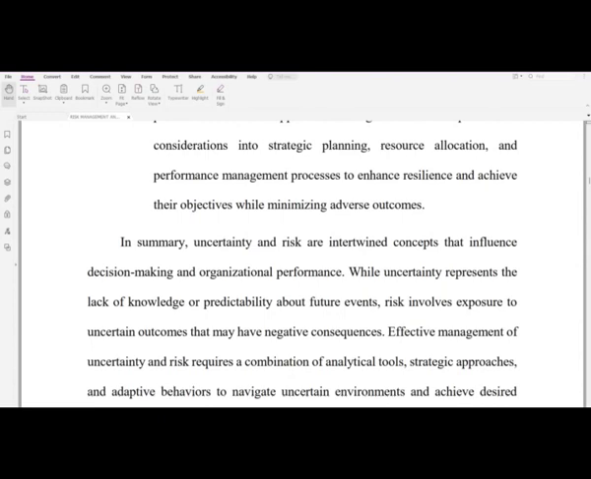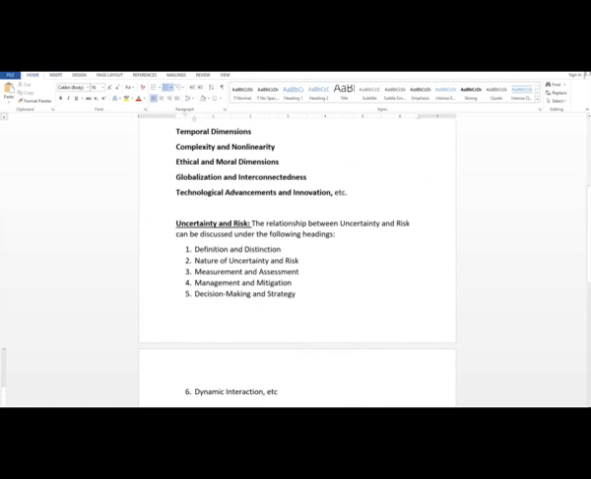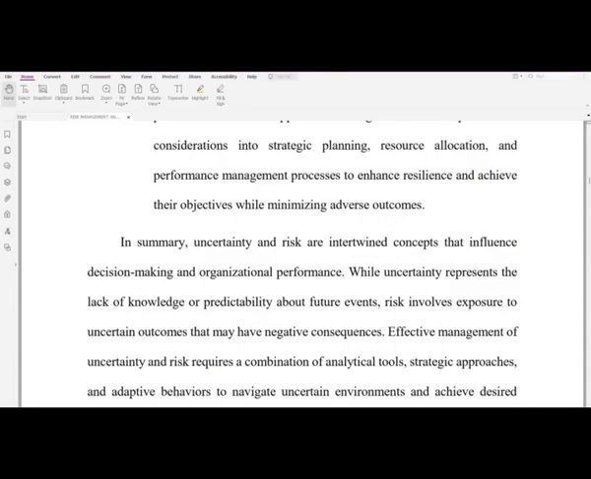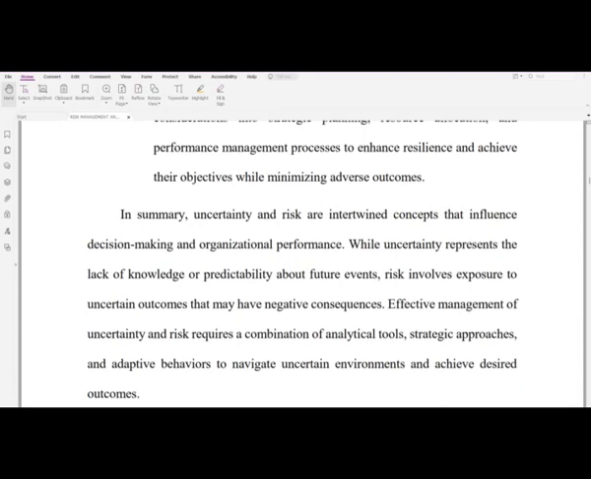In summary, uncertainty and risk are intertwined concepts, as explained earlier, that influence decision making and organizational performance. While uncertainty represents lack of knowledge or predictability about future events or occurrence, risk involves exposure to uncertain outcomes that may have negative consequences. Therefore, effective management of uncertainty and risk requires a combination of analytical tools, strategic approach, and adaptive behavior to navigate uncertain environments and achieve desired outcomes.